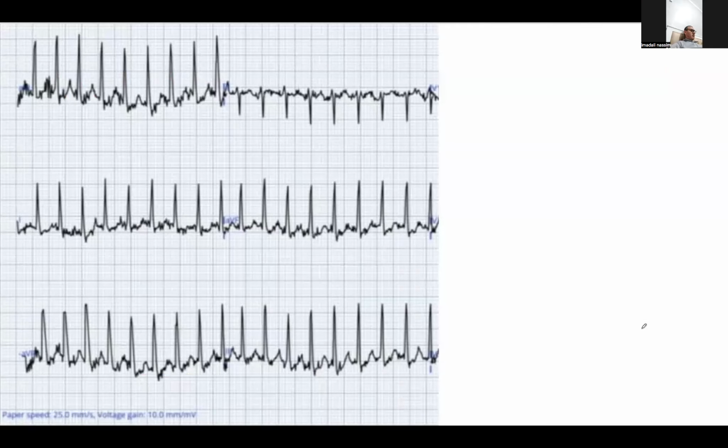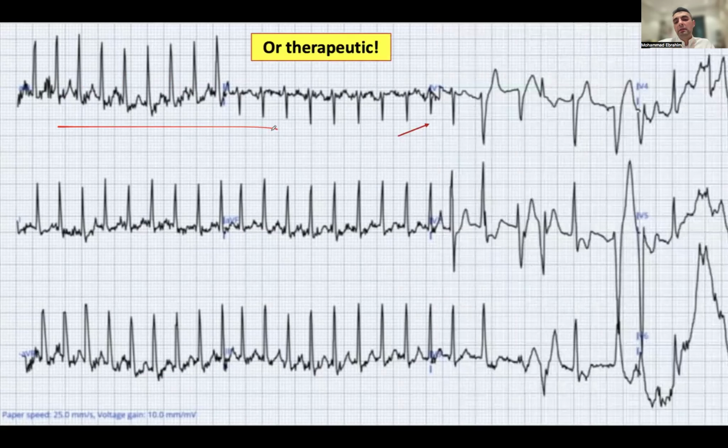Another case, a narrow complex tachycardia, most likely supraventricular tachycardia. You give adenosine or do a vagal maneuver, and then the tachycardia terminated. So there is sudden termination of the tachycardia, and then there's a little bit of activity before normalization of the ECG. So in this case, it was a therapeutic measure.